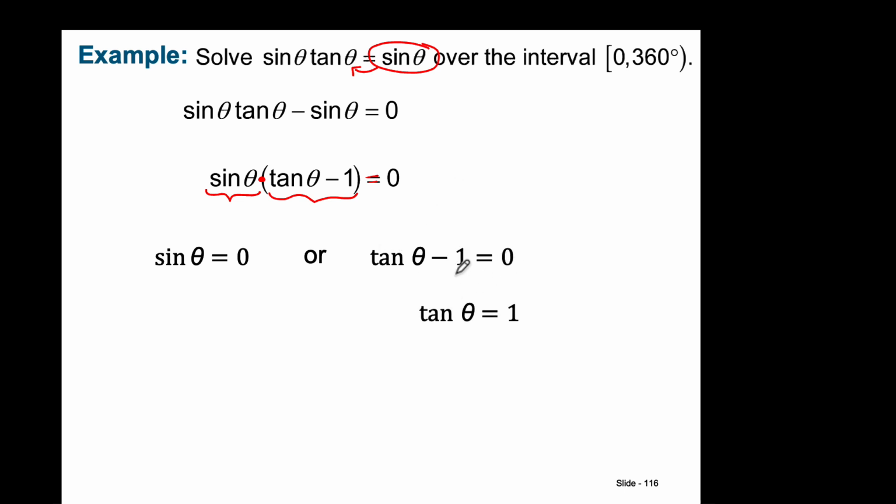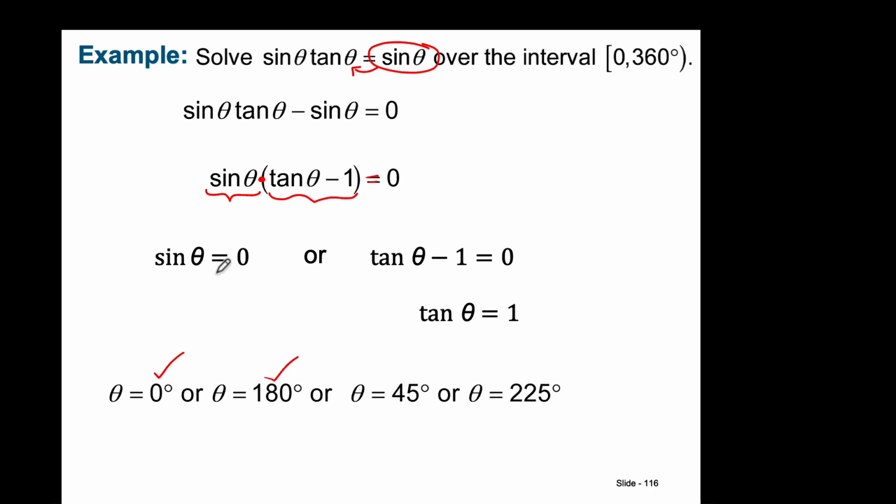Tangent theta minus 1 equals 0. Let's go ahead and move our minus 1 to the other side of the equal sign using addition. And sine of theta is equal to 0 at 0 degrees, also at 180 degrees. So this equation led us to these two. Or maybe this factor is equal to 0. Well, for that to be equal to 0, we would need tangent of theta to be equal to 1, and that occurs when theta equals 45 degrees or when theta equals 225 degrees. So this factor led us to these two.